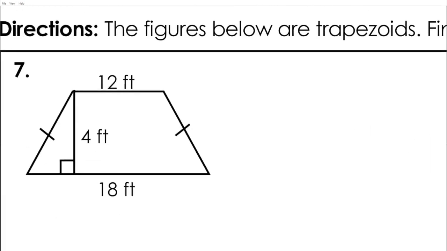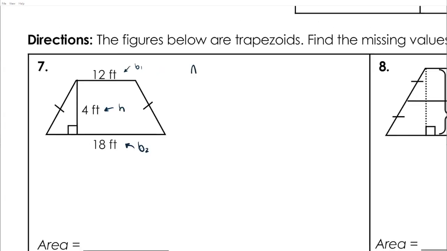All right, 12 is base 1. 18 is base 2. And then 4 is our height. Did it matter if I put 12 or 18 as base 1 or base 2? It does not, because they're being held together with addition. Addition doesn't change signs. Area of a trapezoid is base 1 plus base 2 over 2 times our height.